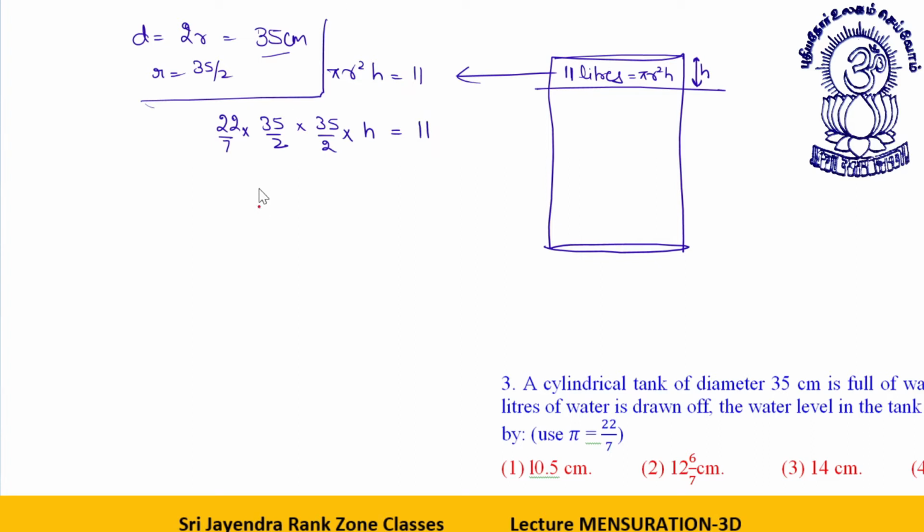Now let's cancel whatever can be cancelled. I cancel this 2 and 22. This gives me a 11. 11 and 11 can be cancelled. So far clear. 7 cancels with 35 to give me a 5.